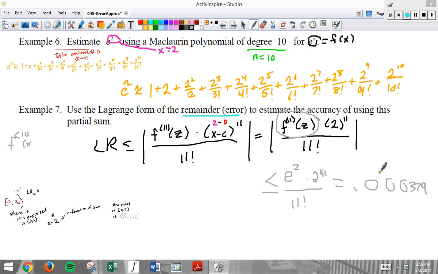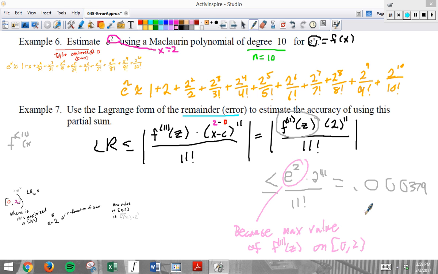Now, I'm going to write it out one more time, highlight in pink even, because the max value of the 11th derivative on 0 to 2, evaluated at, centered at 0, evaluated at. It's always that interval. That's e squared.